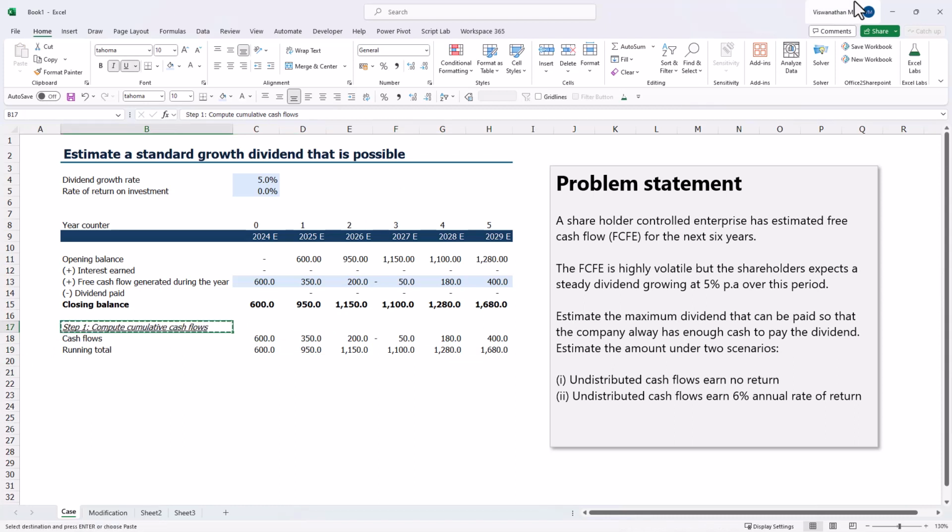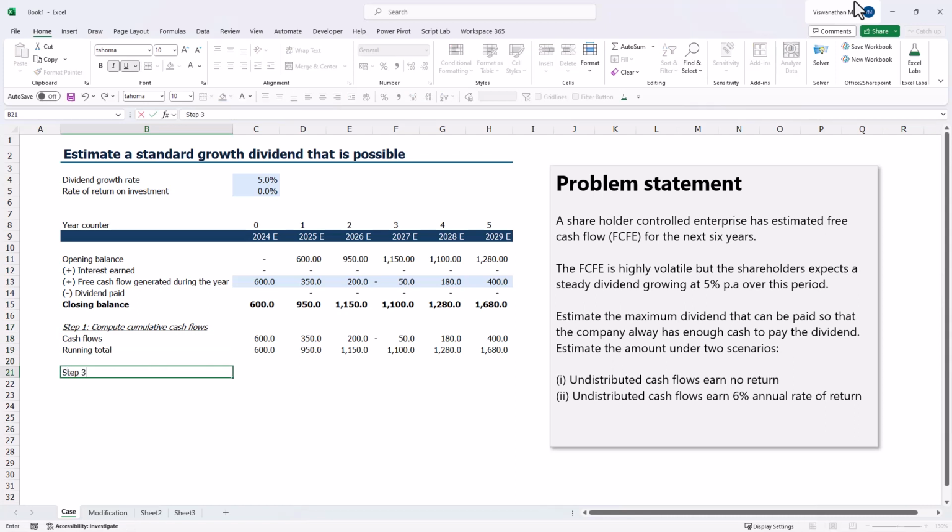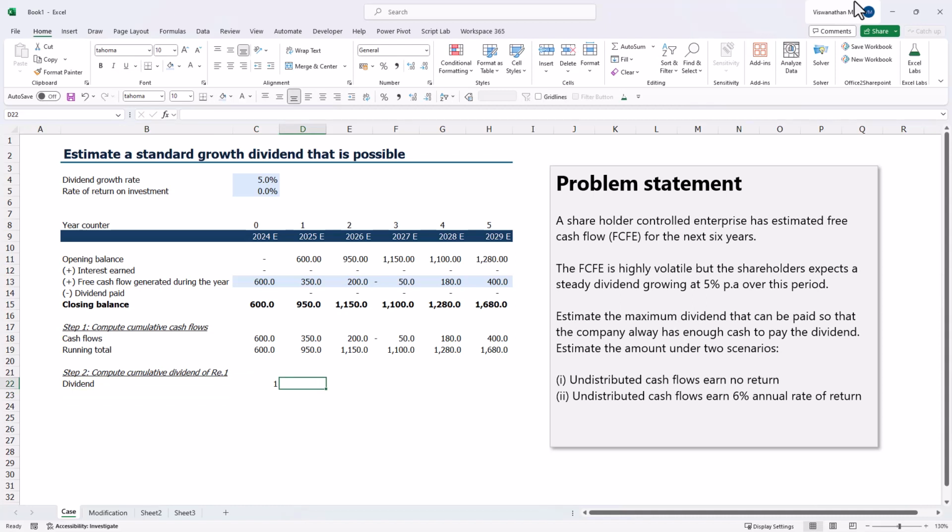The second step is to find out the cumulative dividends if my first year dividend were to be 1. So if I am going to pay a dividend of 1 in the first year, it's 1x essentially. If your dividend is x, in the first year we're going to pay 1 times x. Second year we'll take 1 times 1 plus 5%, which is what I have written in cell C4, 1.05, and let me copy paste this.